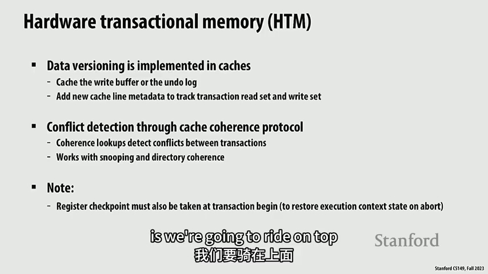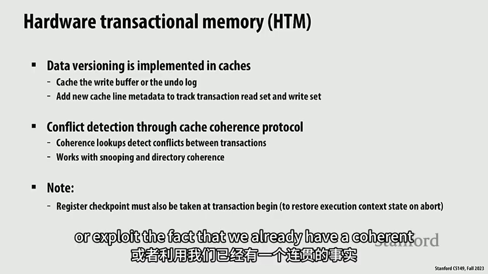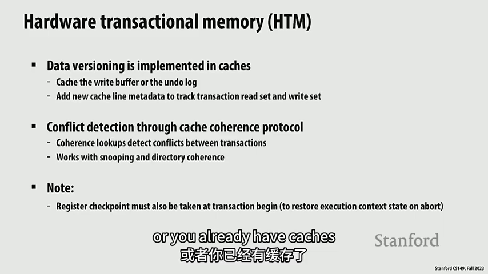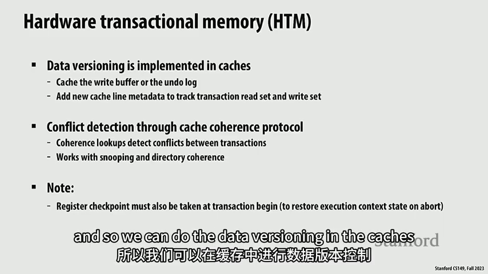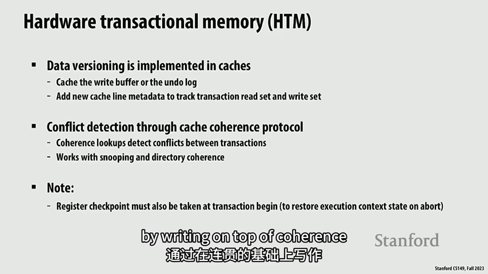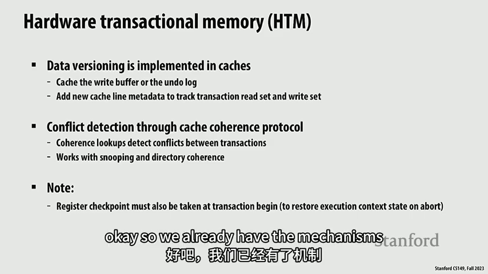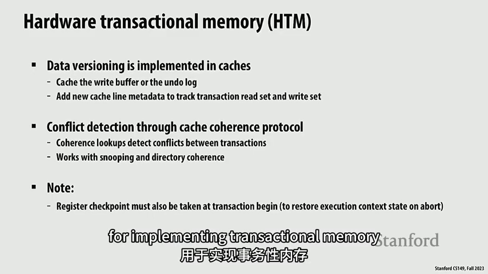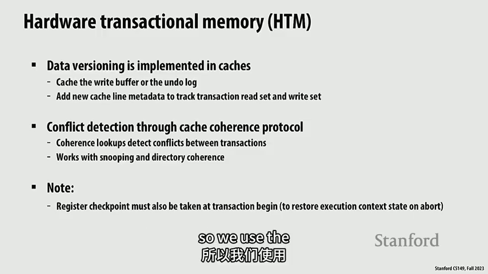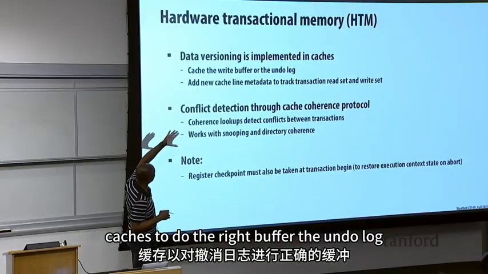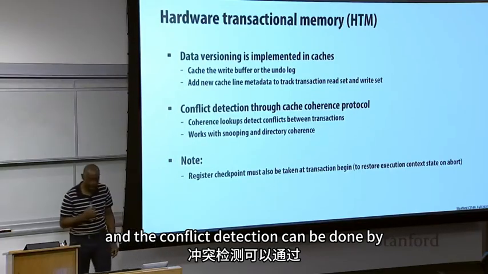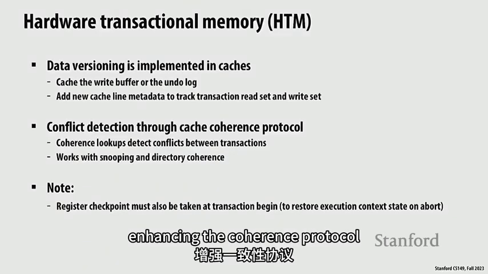And so, as you might imagine, the way that we are going to implement this in hardware is we're going to ride on top or exploit the fact that we already have a coherent shared memory system, right? And we already have caches. And so we can do the data versioning in the caches, and we can do the conflict detection by riding on top of coherency. Okay, so we already have the mechanisms for implementing transactional memory inside a modern processor anyway. So we use the caches to do the write buffer or the undo log, and the conflict detection can be done by enhancing the coherency protocol.